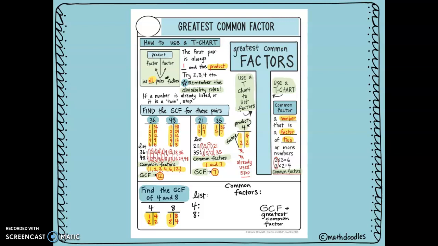Write your lists of factors and then circle the factors that are the same. In this case, we have 1, 2, and 4. Since the largest factor they share is 4, 4 is our greatest common factor.